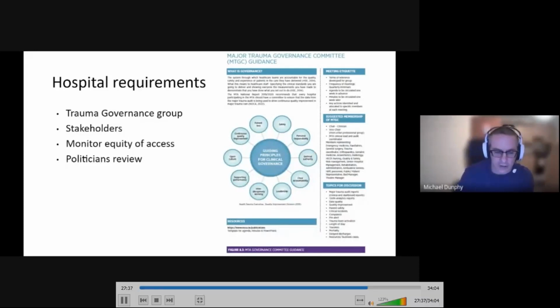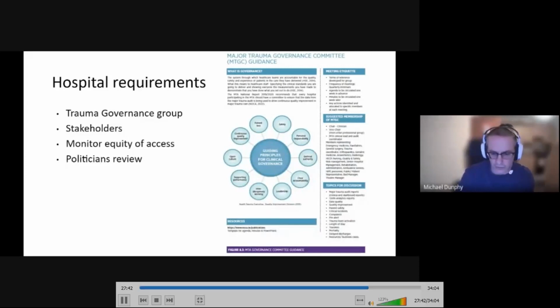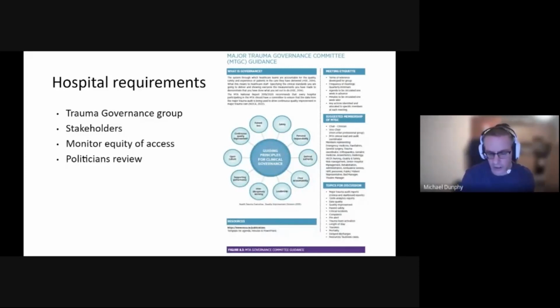And the audit as well can be used to monitor equity of access to care, and that's important for patients. It's important for political reasons as well, so that the politician in Dublin who's worried about his constituents and his patients can look and see what the outcomes are for his population of people, just as much as a politician in Cork can look and see how patients are doing here. And these people can go on and advocate then for their hospitals, for funding and for improvement.